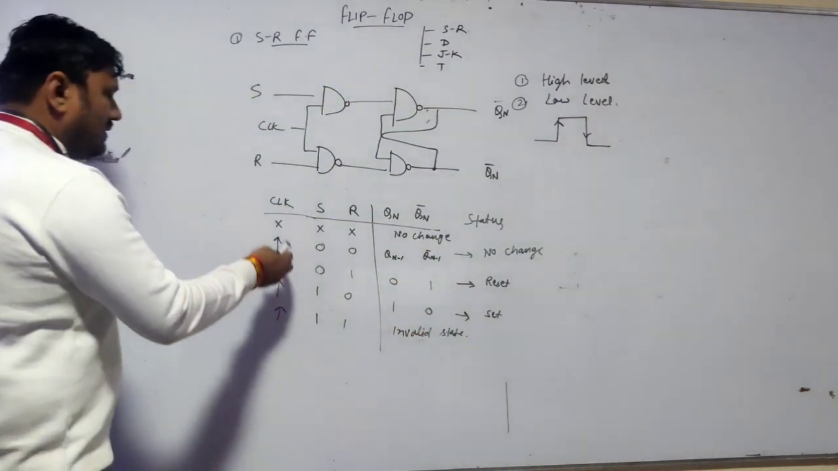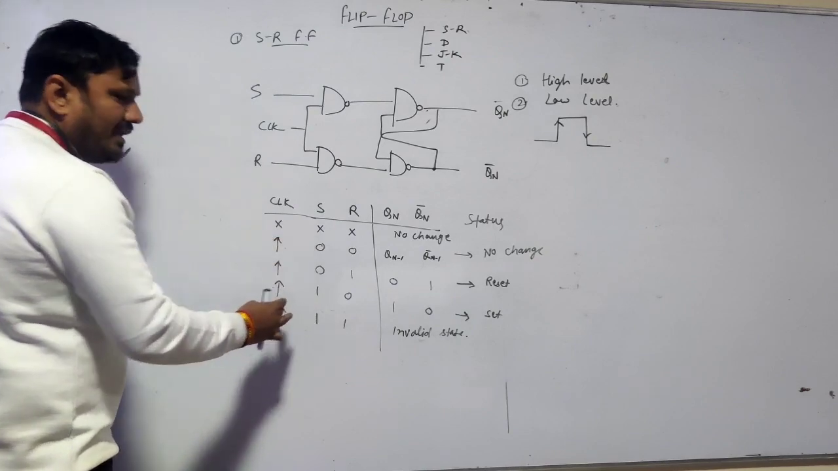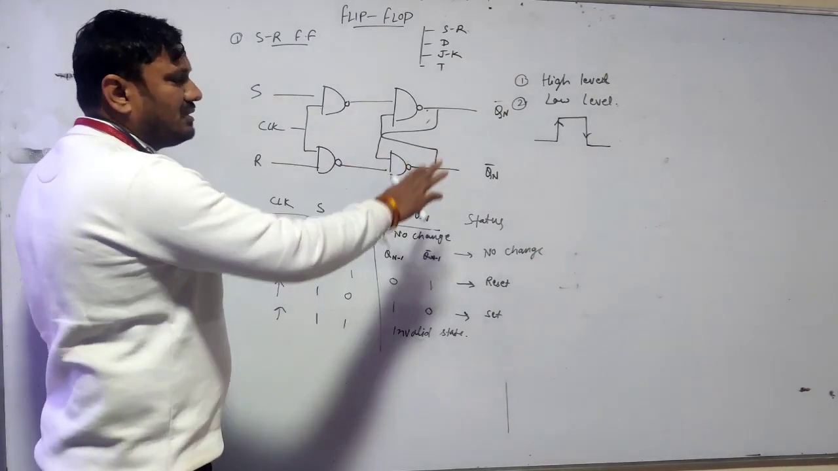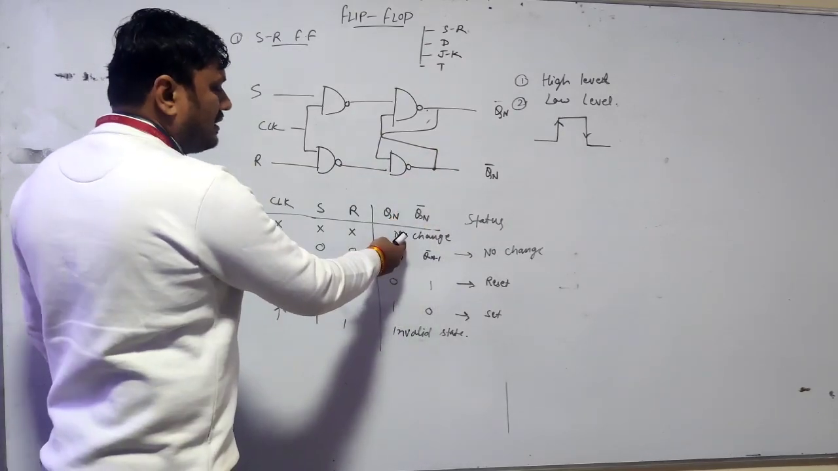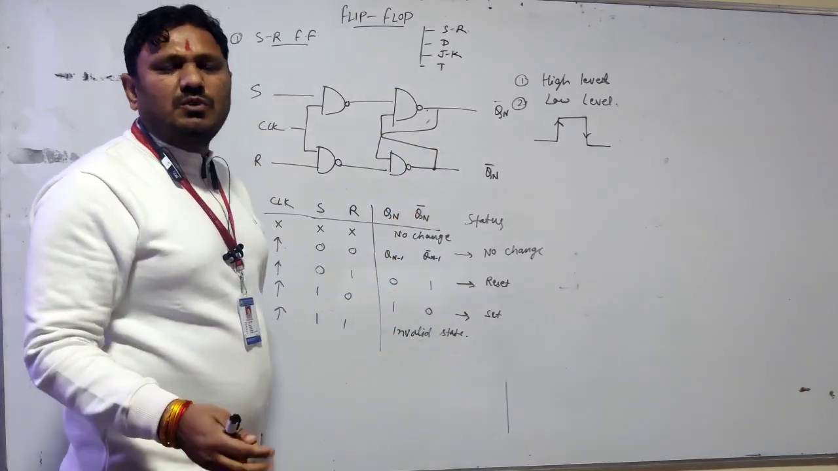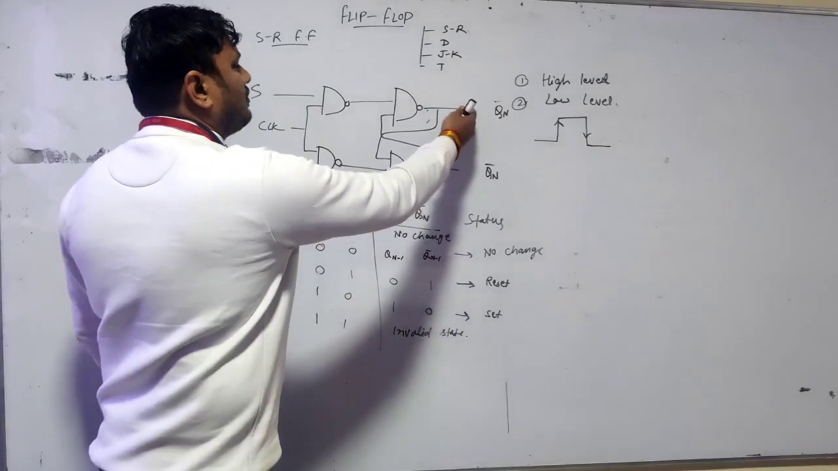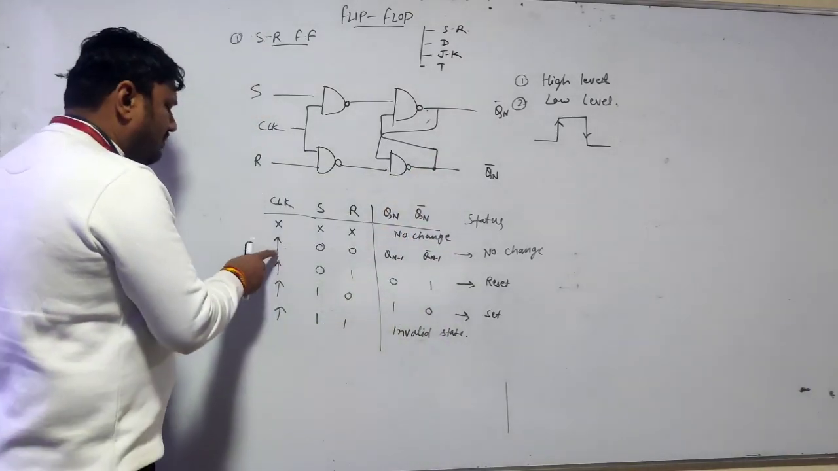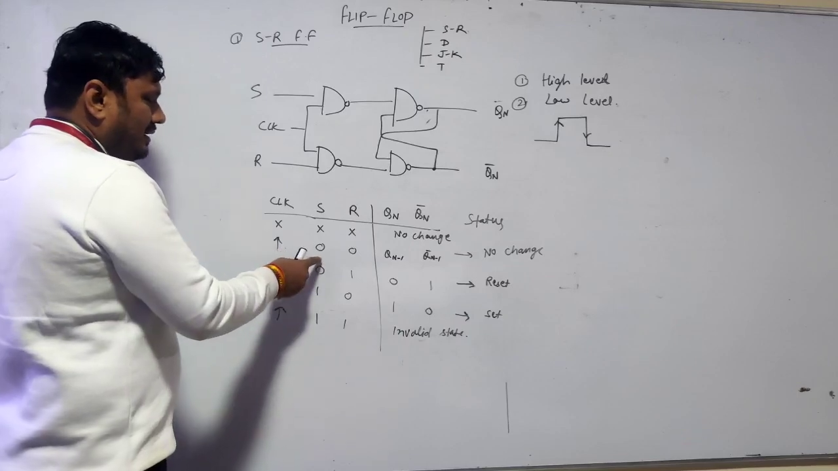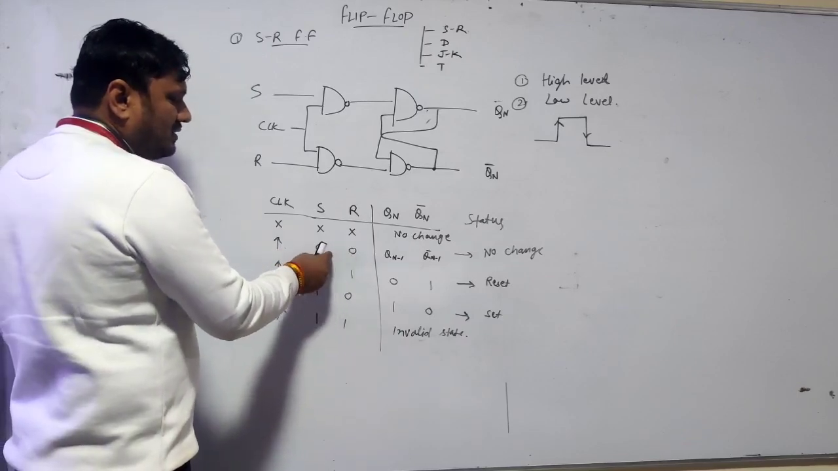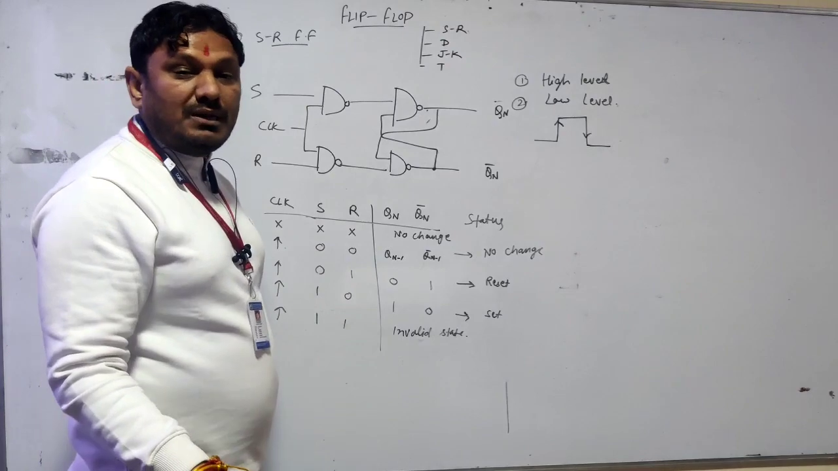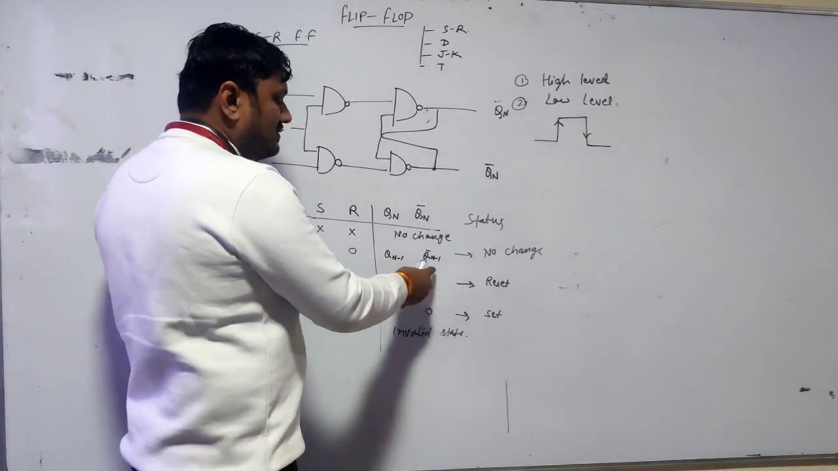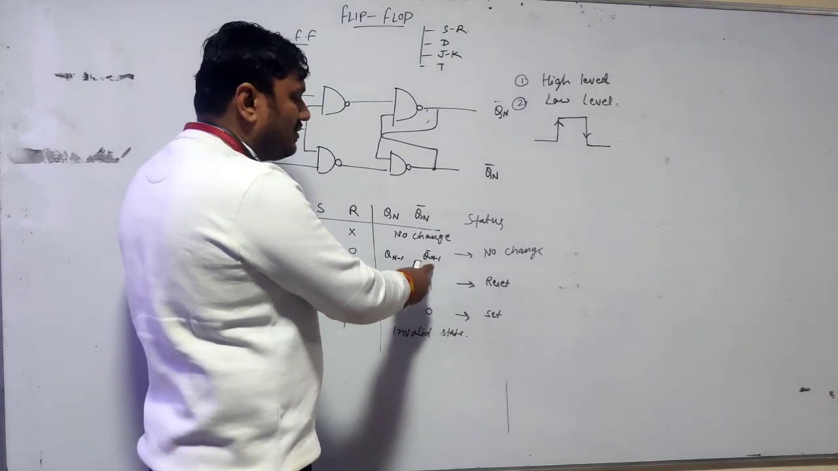Suppose we are using high level triggering in this flip-flop. If there is no clock pulse, then it does not work, meaning your output has no change. Suppose we have previous output 0 1, then its output is 0 1. Again, if we apply a clock pulse and your SR is 0 0, then the output is again no change: Qn minus 1 or Qn minus 1 bar, no change.